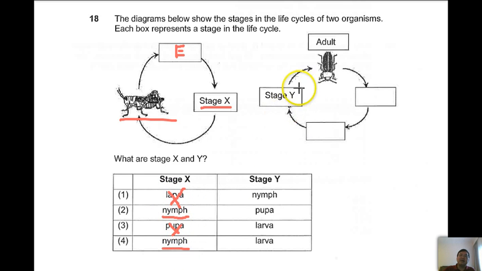So stage Y, look at the arrow carefully. Something becomes big, so this is a pupa. Pupa, four-stage life cycle. Now it will be this, and there's no other answer. So these two straight across, they are correct. Answer is 2. This is how you tackle the questions. Interesting? Let's carry on.